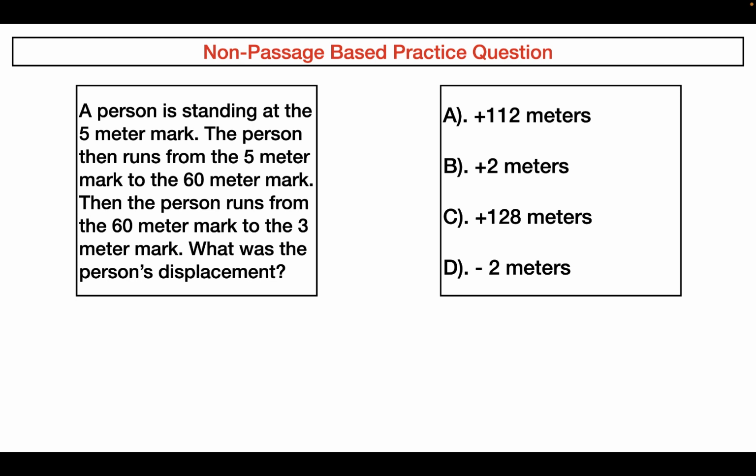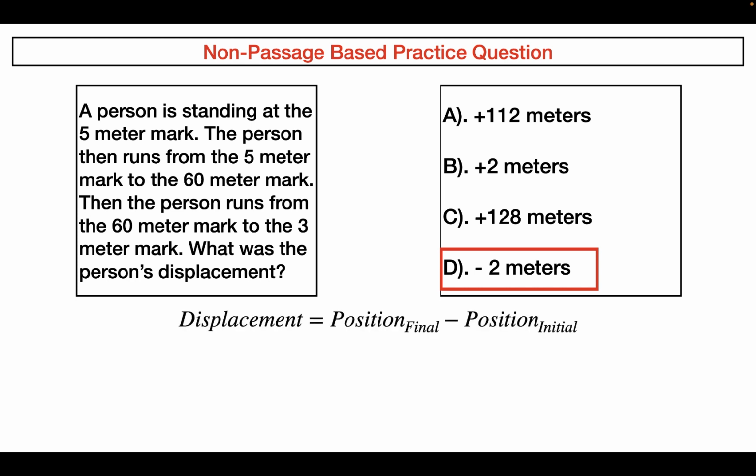So I hope you took the time to answer this question. The answer to this question is choice D. And the reason why is because the displacement is equal to the final position minus the initial position. So the final position of the person is the 3 meter mark, and the initial position of the person is the 5 meter mark. So when you take the difference between these two, you get a displacement equal to minus 2 meters.